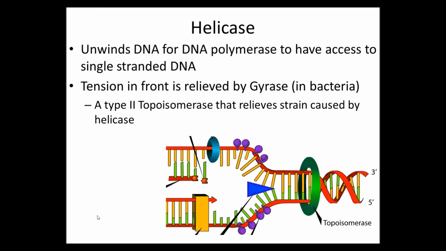Helicase is another protein that can change the topology of DNA. What helicase does is it splits the 2 strands of DNA. And when it does that, it actually introduces supercoiling in front of the helicase. And this supercoiling has to be relieved by a topoisomerase, a type II topoisomerase, which in bacteria, or more correctly in E. coli, is gyrase, the name for that type II topoisomerase.